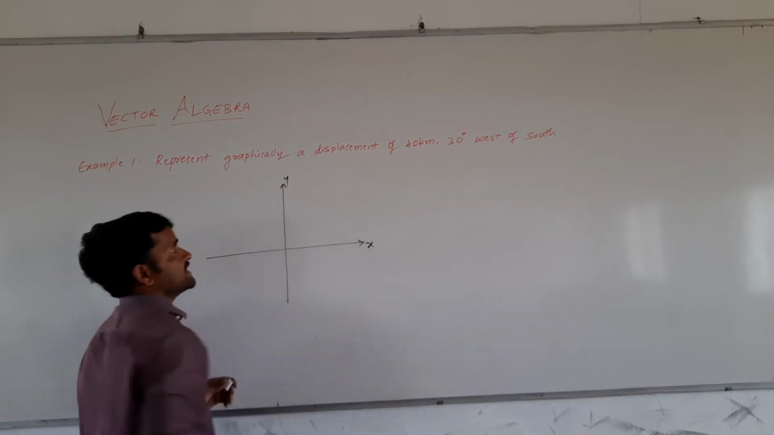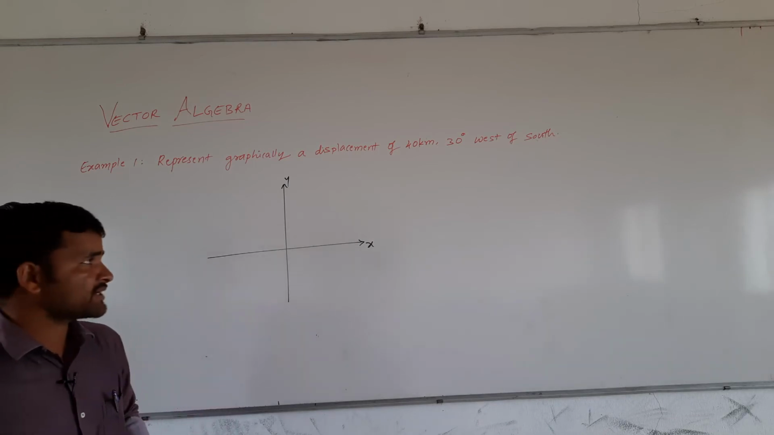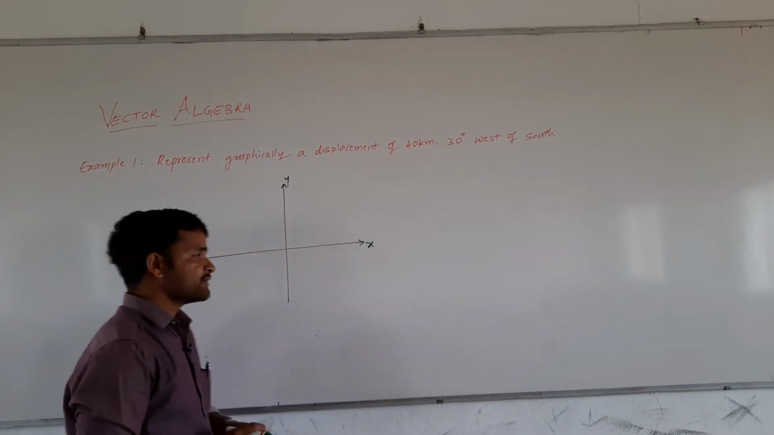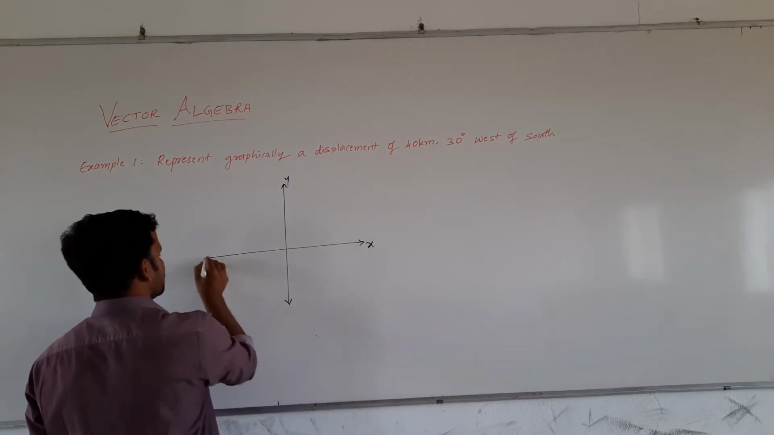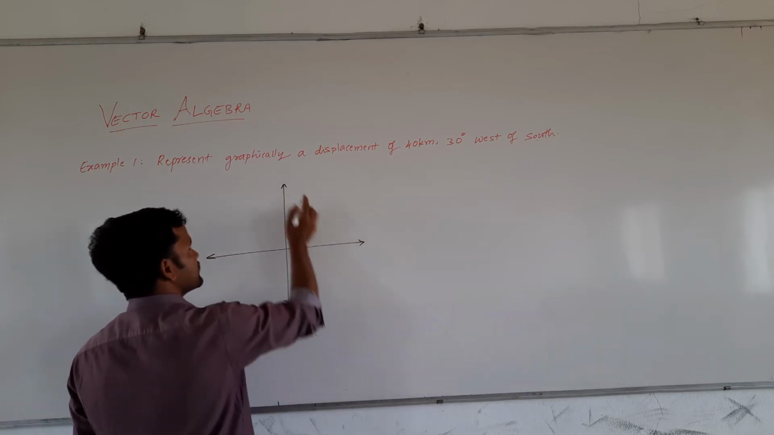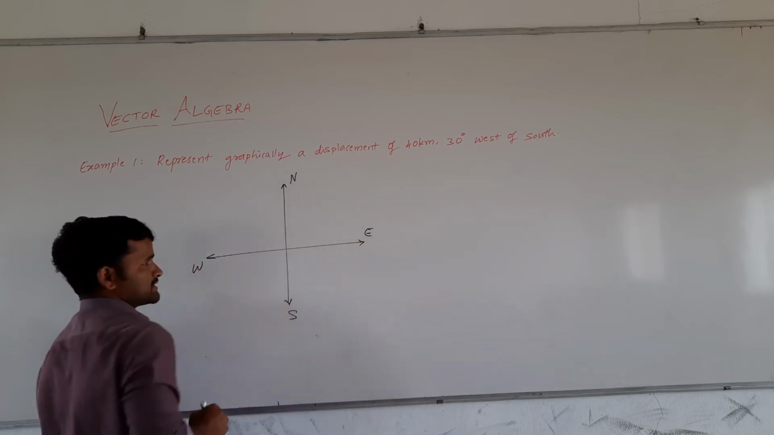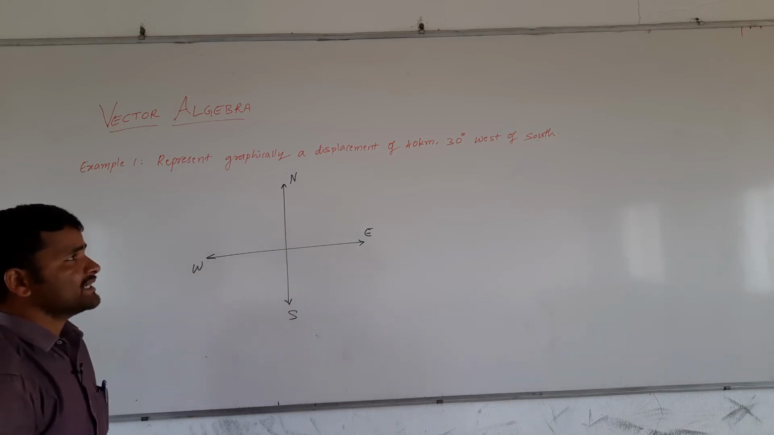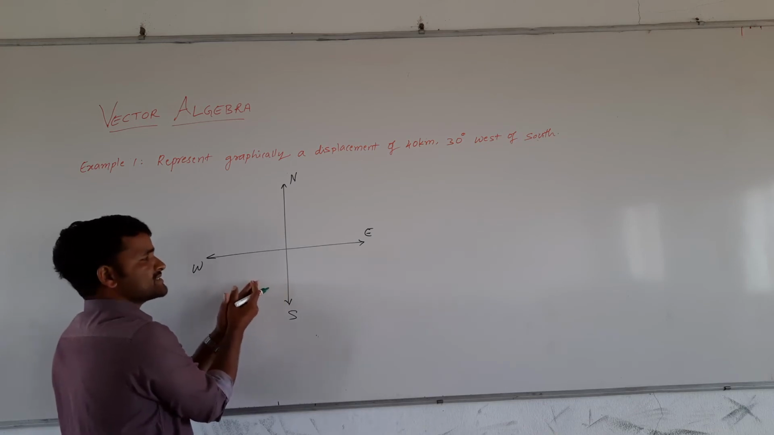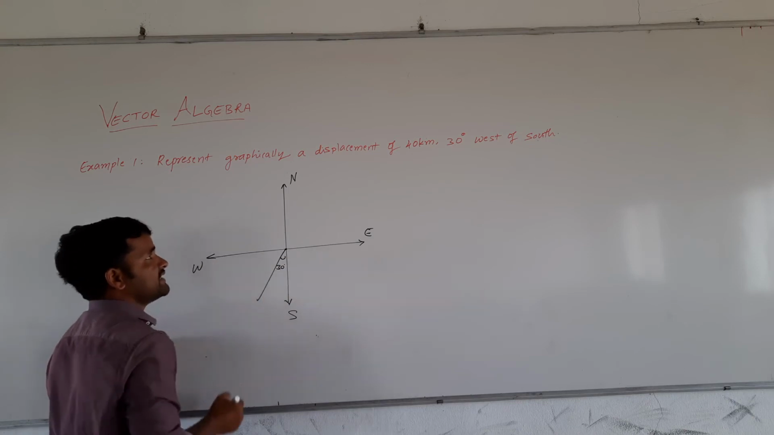This is the y axis and x axis. A displacement of 40 kilometers, what is it? It is the magnitude of the vector. And what is its direction? Its direction is 30 degree west of south. Where will the south be? See, I will take the directions here. This is north, south, east, west. We know it. And 30 degree west of south: from south towards the west, how many degrees? 30 degree. Yes, here it is. This is 30 degree.